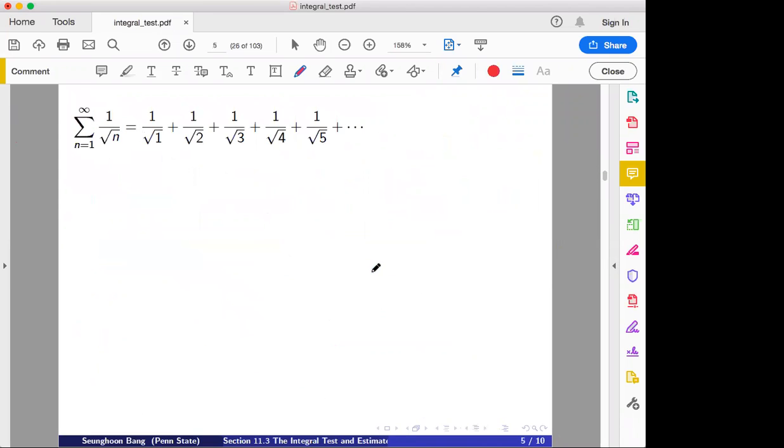The next example is the summation n equals 1 to infinity of 1 over the square root of n, which is 1 over the square root of 1 plus 1 over the square root of 2 plus something like that. So how can you prove it? Similar idea. f of x is 1 over the square root of x. You can change n to x. Next, to sketch the graph, we use the same idea. We can draw the graph.